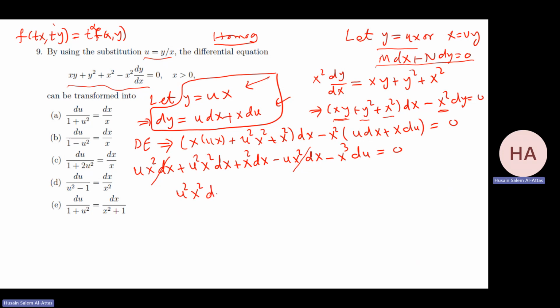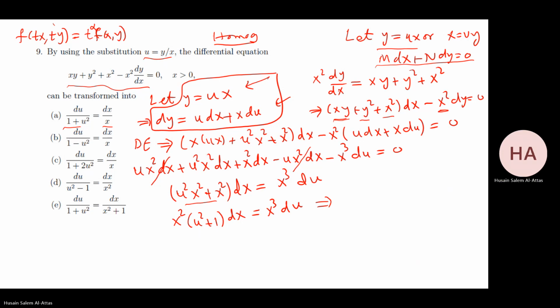u squared x squared dx plus, I can take dx as a common factor, plus x squared times dx. That will be x cubed du. Okay, I can take x squared as a common factor here also. So I have x squared (u squared plus 1) dx equals x cubed du. Okay, so I can simplify this. I want the x on one side and the u on the other side. Everything is like that.